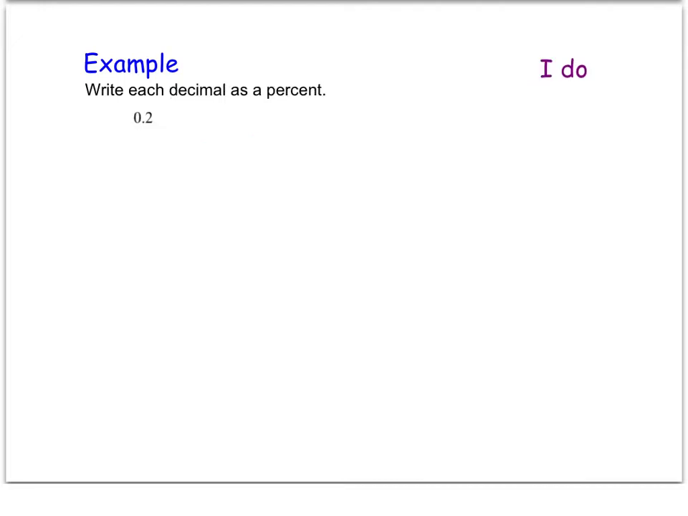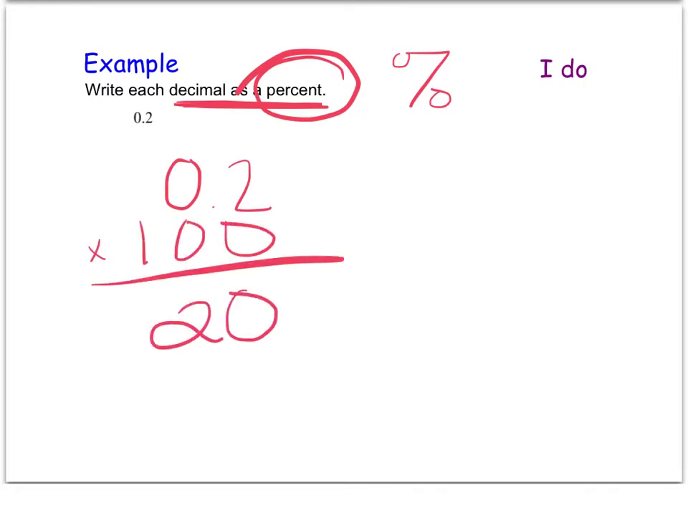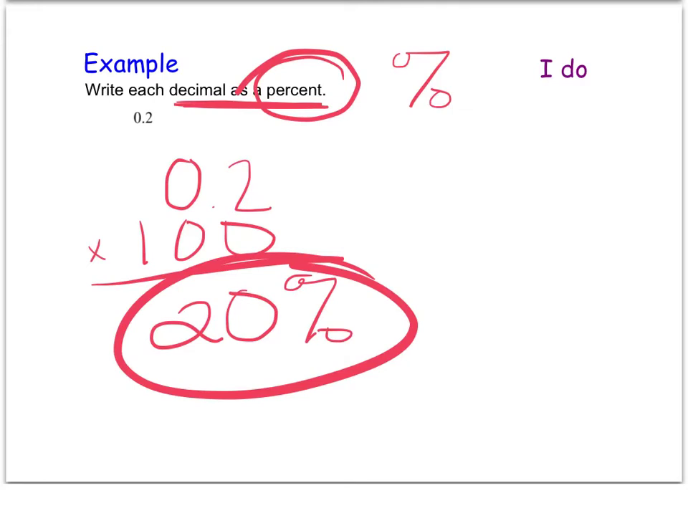Alright, now what we're going to be doing is writing decimals as percents. So we are going to write this decimal as a percent. Remember from the first key concept slide, to write decimals as percents, you multiply by 100 and add a percent sign. Whenever it asks you to write it as a percent, it has to have that percent sign on the end. So I'm going to take 0.2 times 100, and when I do that, I get 20. And I'm going to add that percent sign there on the end. So my answer is 20%.